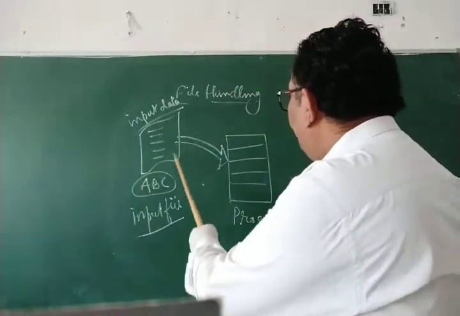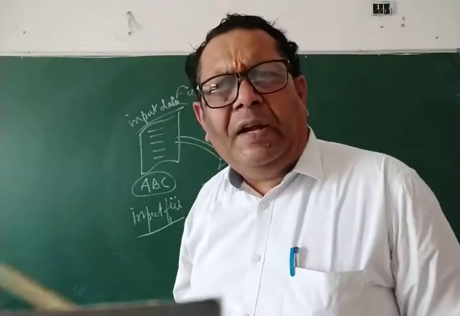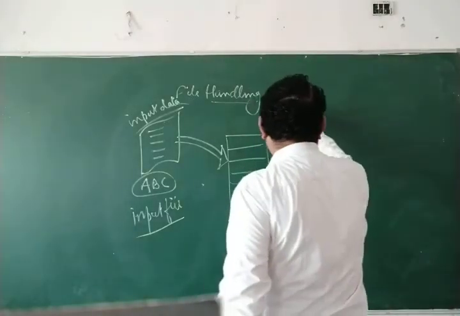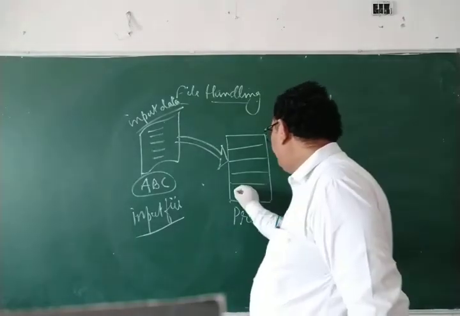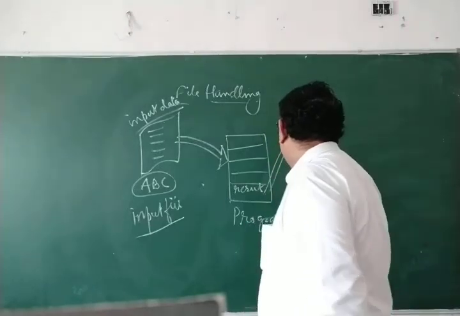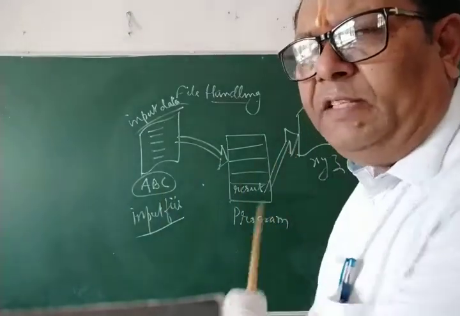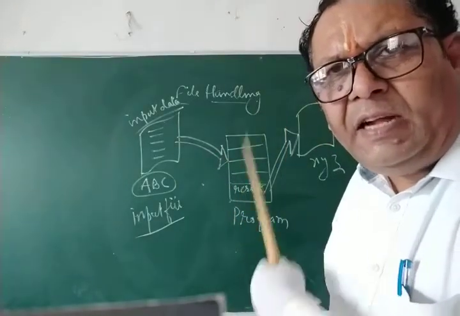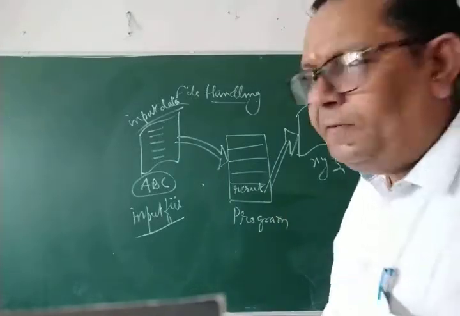On the other hand, when the data is stored in the program and it gets processed, it will generate some result, and that result we want to write into another file, suppose XYZ. Therefore, this file is used to write the data. Hence, you can say that this file is used to write the output. Therefore, this file is called the output file.